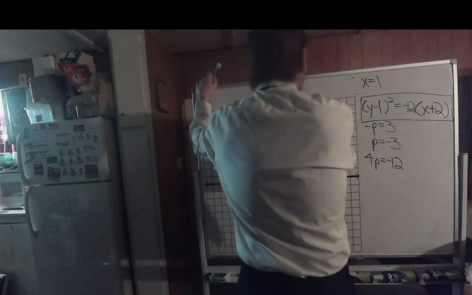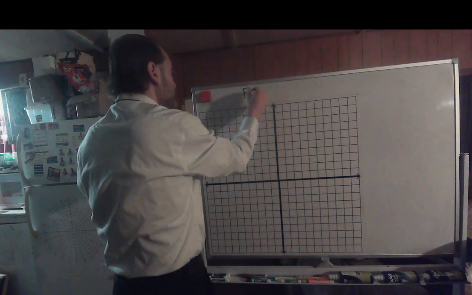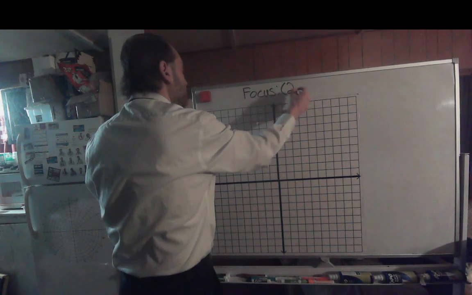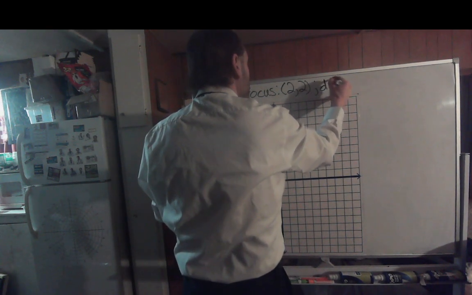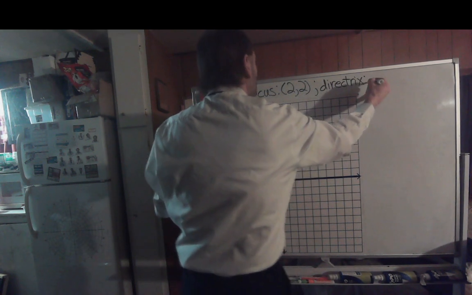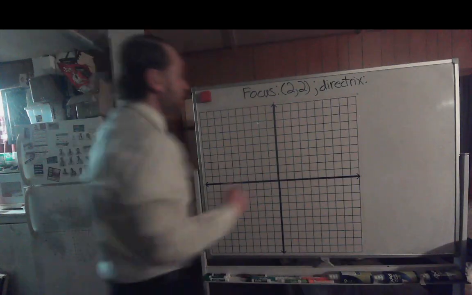Alright, 2 more problems here, and they're different yet. So this time they're giving you that the focus is at (2, 2), but they also give you the directrix. What is the directrix? That's going to be x equals negative 2.